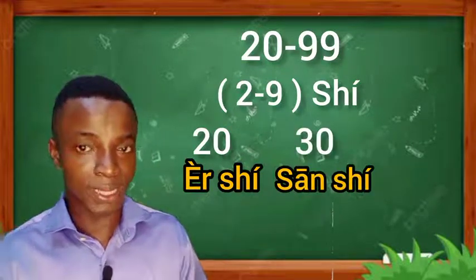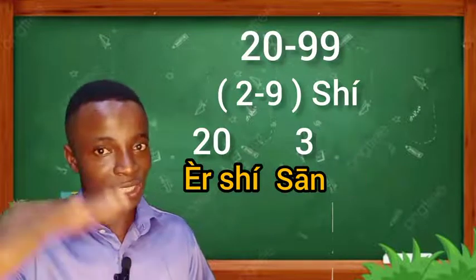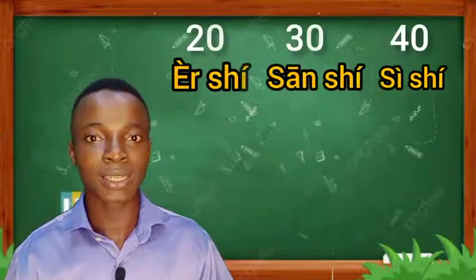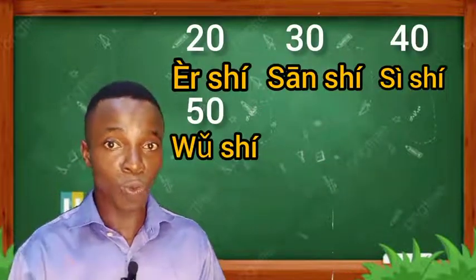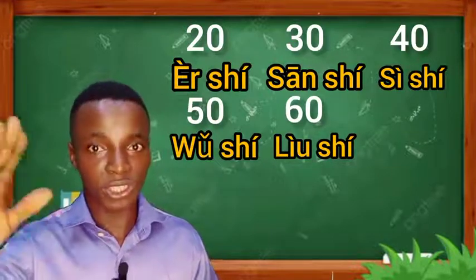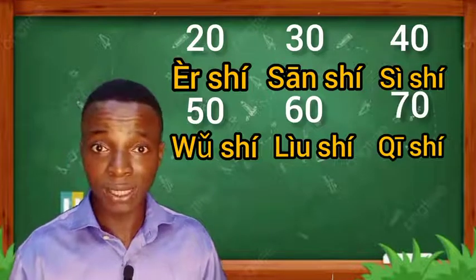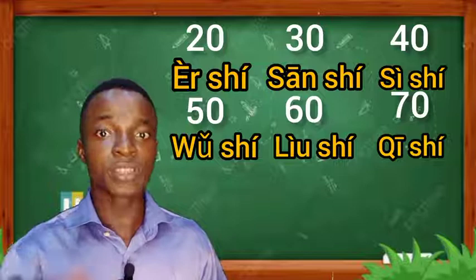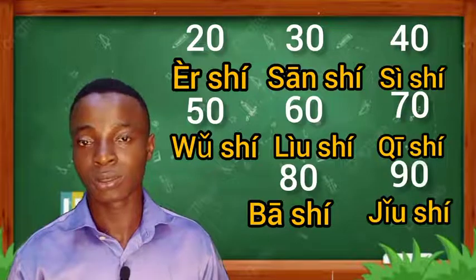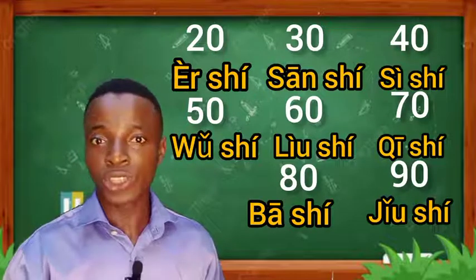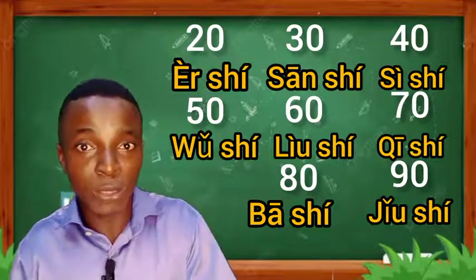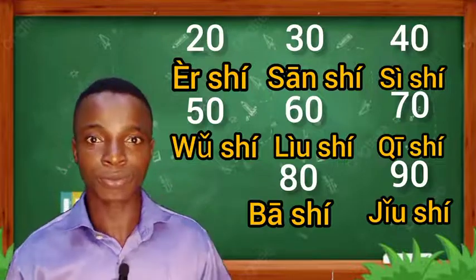Then, remember we say to add numbers from 2 to 9 at the back of 10. Then, 30 will be what? 30, 40, 50, 60, 70, 80, 90. Beautiful.